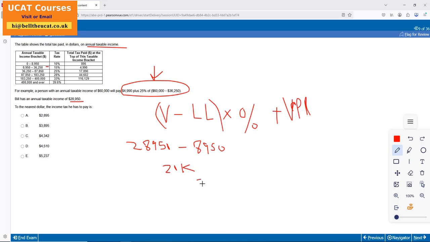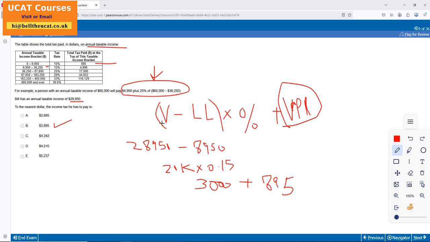20k at 15%. Do I have 3,000? Do 15% of this, so 0.15. You should do it in your head: 15 times 2, 3. So I have 3,000, plus the value of the previous one, 895. The answer is 3,895. But that's not the shortcut. That ends up giving us an answer of 3,895.